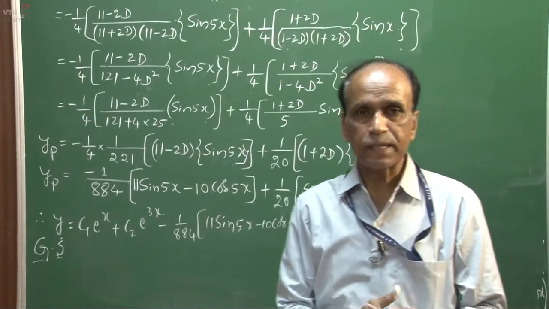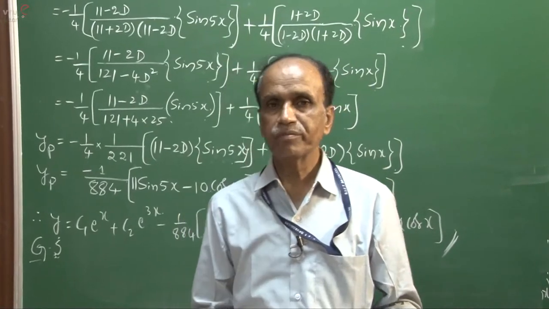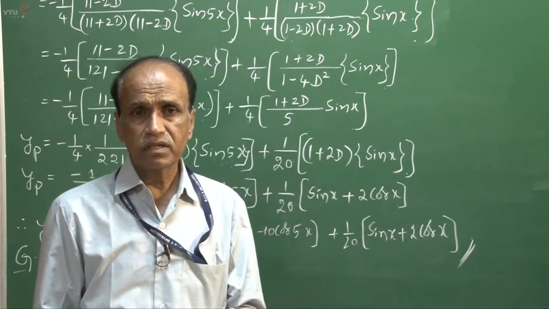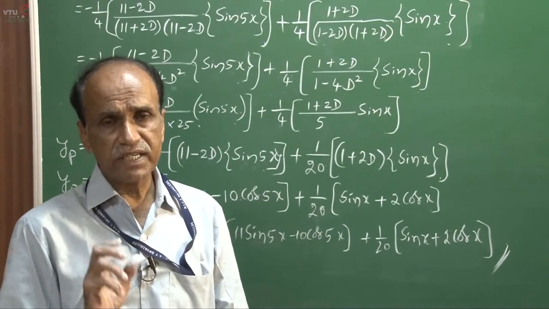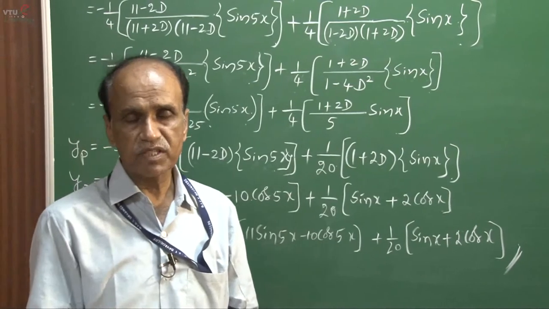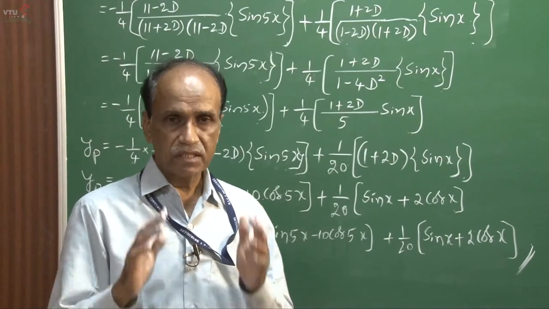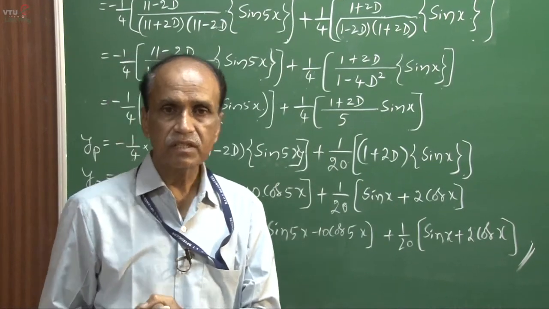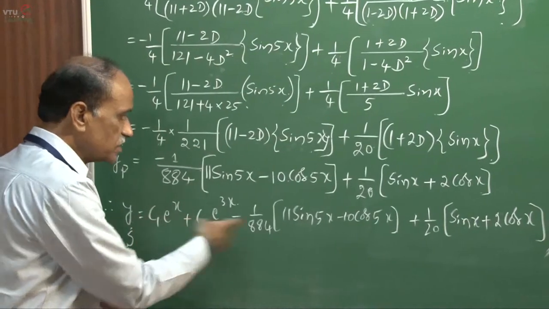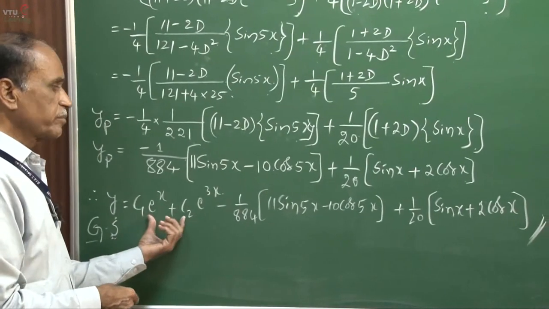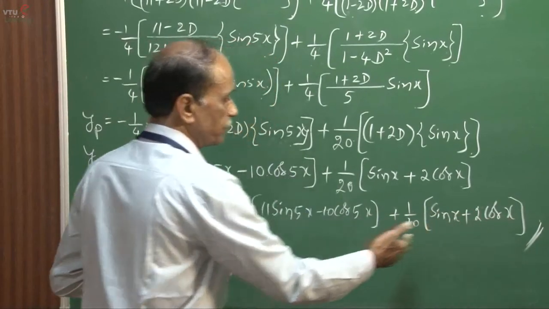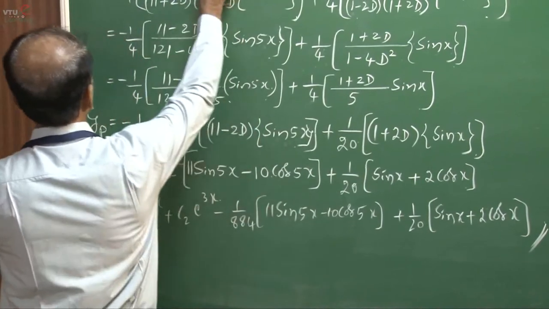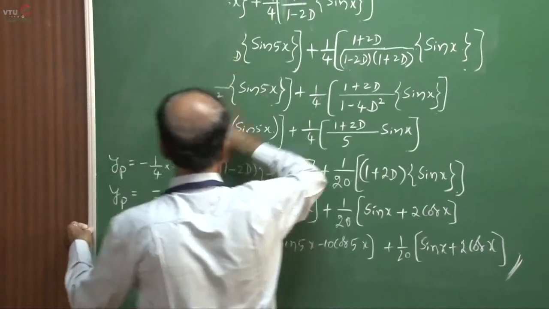Whenever product type trigonometric functions are given on the right side, you have to reduce them to the individual form, because you have the procedure and guidelines of this topic: either cos ax or sin ax, cos(ax + b) or sin(ax + b). If that is the form, then only you can go for the further steps of operating the inverse differential operator. So this is a general solution which includes two arbitrary constants, which are not included in the particular integral. So we will move on to another type of problem in the same topic.